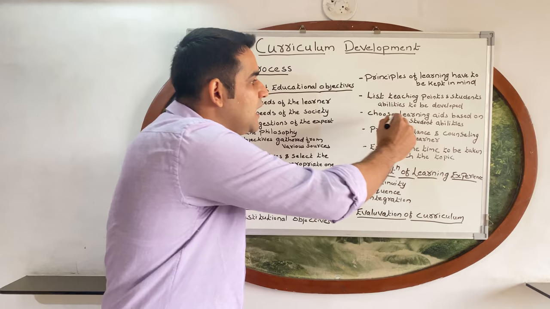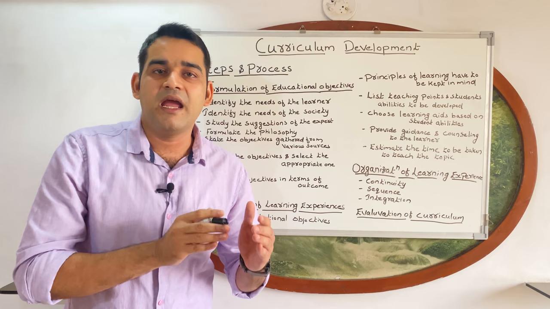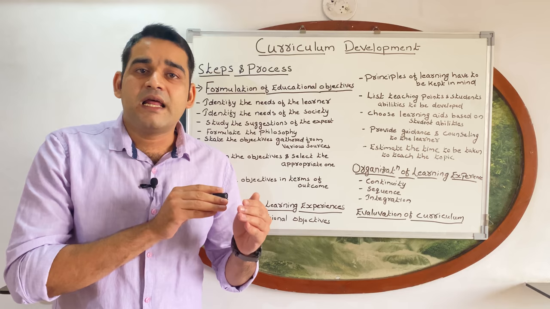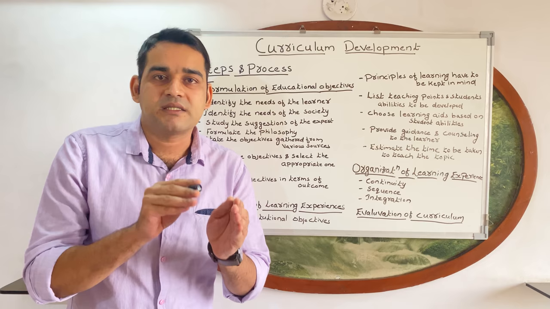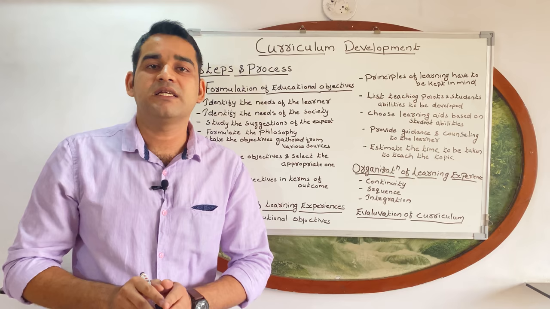Next step is to choose learning aids based on students' abilities. Choosing the learning aids based on students' abilities means that while selecting the learning experience, according to the ability and capacity of the student, the teacher should select the AV aids, that is audio visual aids, according to the standard of the student.